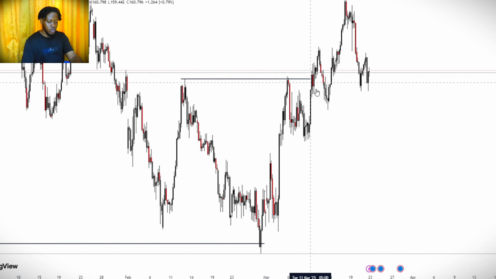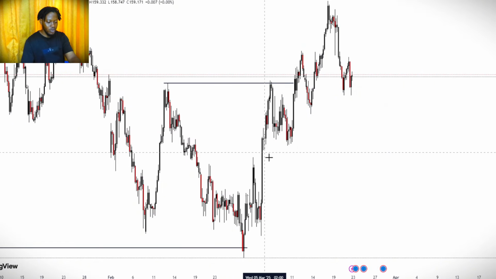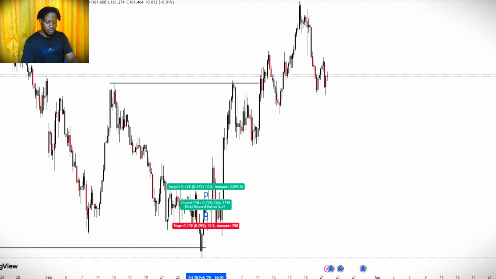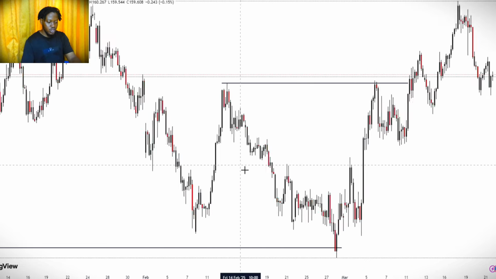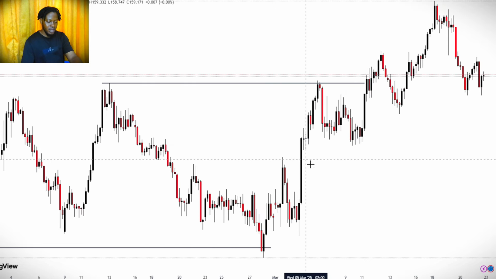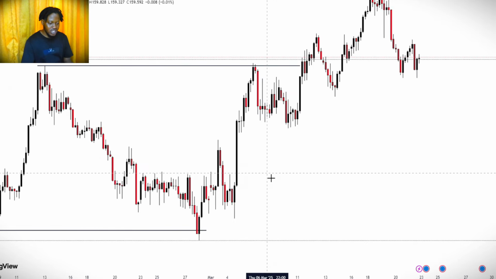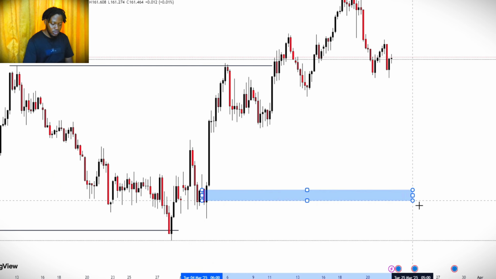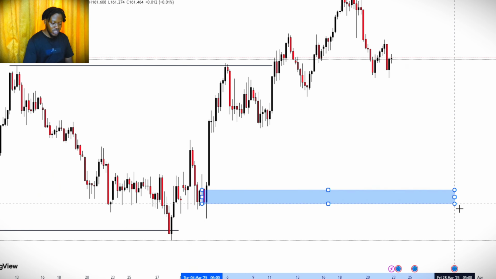So after the shift of structure, we are having this huge fair value gap. I don't know if you can see this. We are having this huge fair value gap right at this point. Price must come filling it, and then we are having our order block right at this point.